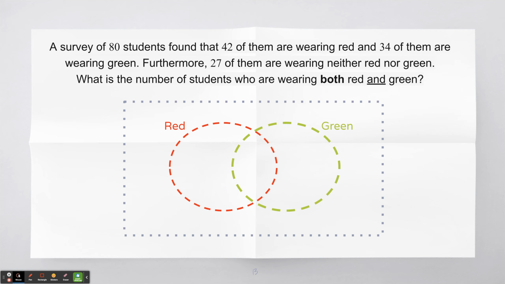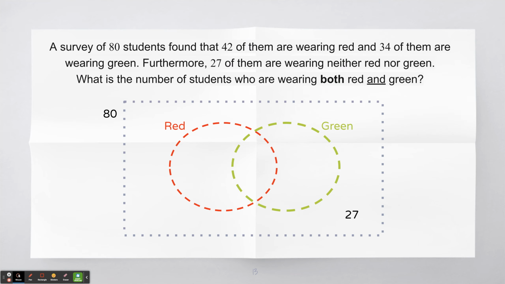So here's my Venn diagram that we'll be filling out. And when we're done, it's the numbers in the overlap that will answer this question. So first thing we know is that 80 students were surveyed. We also know that 42 of them were wearing red, but the problem with that is I don't know how many of those 42 were also wearing green. So I'm going to hold off on writing that number. I know that 34 of them are wearing green, but again, I don't know how many were also wearing red. I'm going to hold off on that. But the 27 of them who were not wearing red or green go down here in the corner.